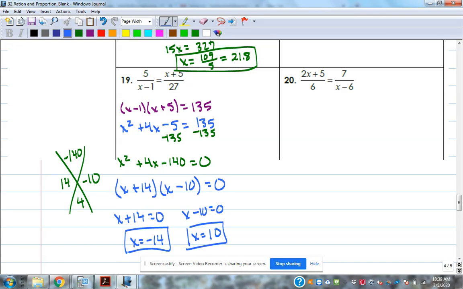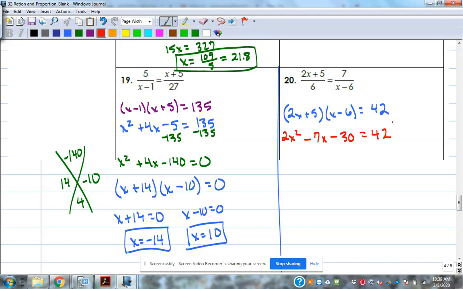All right, let's look at number 20. A little tougher. So we got 2x plus 5 times x minus 6 equals 7 times 6 is 42. Multiply out the left side, so that's 2x squared minus 12x plus 5x is minus 7x minus 30 is 42. And then no matter if I'm doing factoring or I'm using quadratic formula, it doesn't matter. I've got to get it equal to what? 0 before I start doing any of those things. So subtract 42. So we got 2x squared minus 7x minus 72 equals 0.